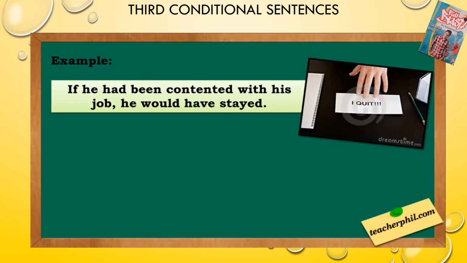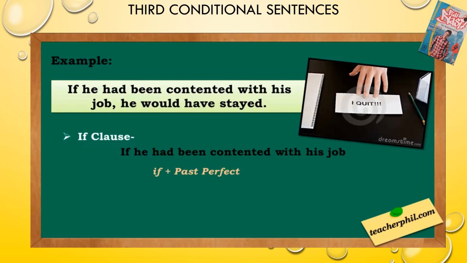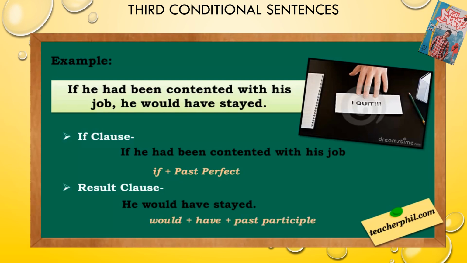Example: if he had been contented with his job, he would have stayed. But this is impossible since he had already resigned. Our if clause here is, if he had been contented with his job. It follows the pattern if plus past perfect, had been contented. Our result clause is, he would have stayed. It follows the pattern would plus have plus past participle, would have stayed.